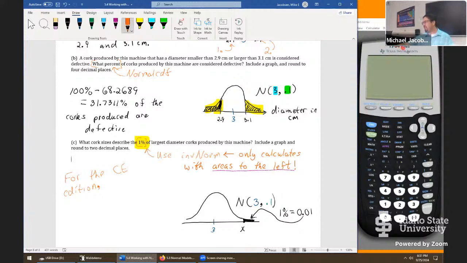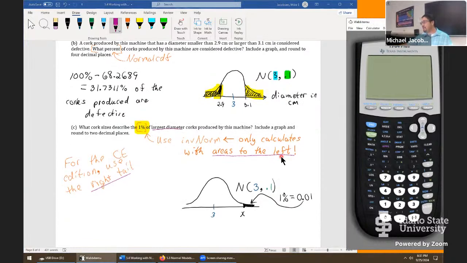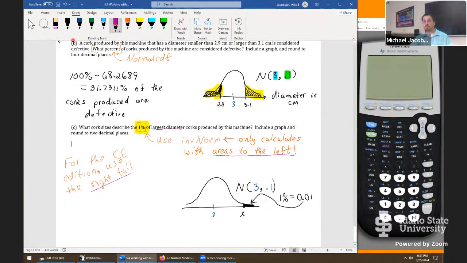I think I left it unspecified, just T84 plus, but then there's loads of different versions of that one. So for the CE edition, use the right tail, and it would be just fine. Why right tail? Only because it said largest diameter. But that doesn't work in this T84 plus, so we have to specify the strategy in that case. Our T84 plus, if you're using this one, only produces area to the left. So my question now is, if it's 0.01 right here, what goes right here instead?